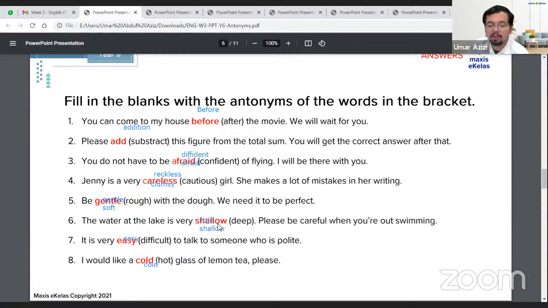Number 7, it was very easy. We got that, no problem. And finally, number 8, we got it: cold. Good job, everyone. Woo! Finished one exercise in 60 minutes. Not bad.